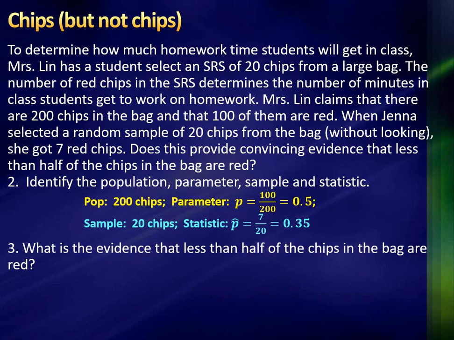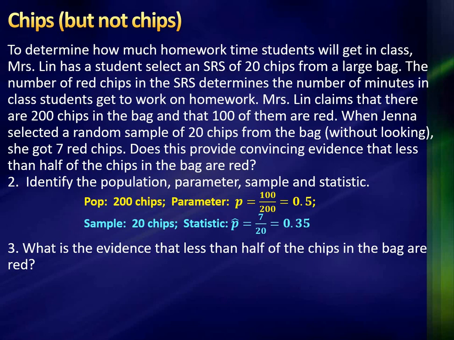So what would I consider my evidence that less than half the chips in the bag are red? It's kind of a weird thing. Don't overthink it too much. Do I have any evidence that less than half the chips in the bag are red? So it says half the bag is red, but we have some evidence that that's not true.